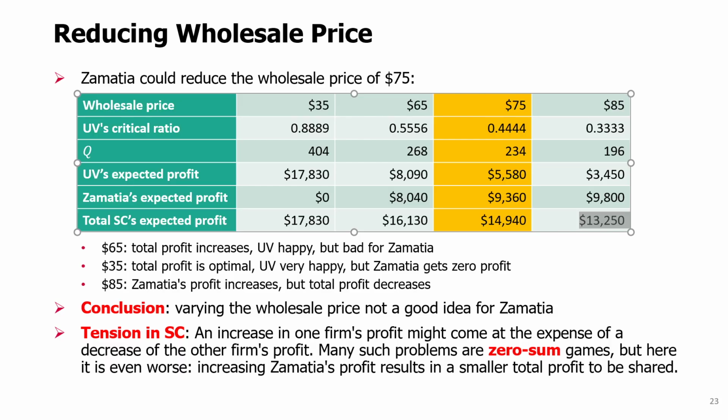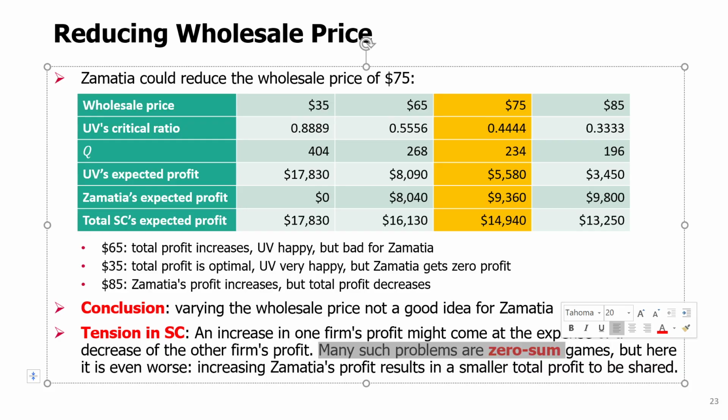And notice this is a tension in the supply chain because now Zamatia wants to increase its own profit, but that comes at the reduction of another stage's profit. Another stage in the supply chain has lower profit when Zamatia is increasing its profit. And many such situations are actually what we call zero-sum games, right? I get $100 more and you get $100 less.